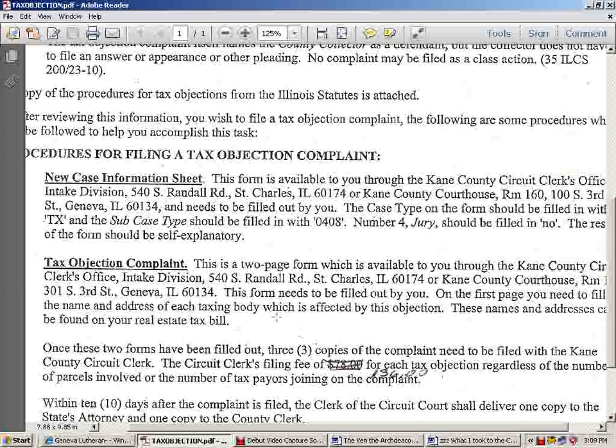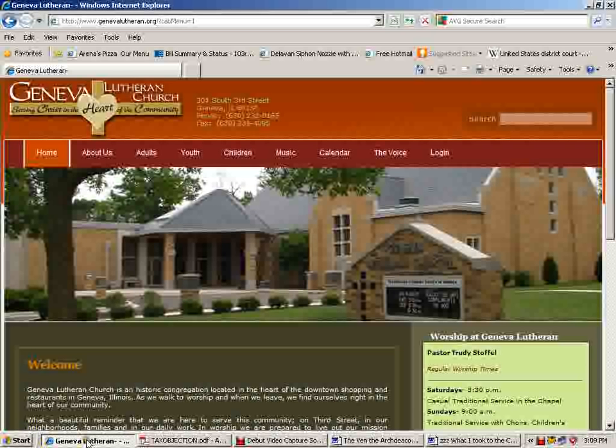You will have appeared to the civil magistrate, to the civil government. Or worst case, it would be in this Lutheran church in room 160. Take it to them. Take them your baptismal certificate. Say, in case you didn't know, for the record, I'm a baptized Christian.